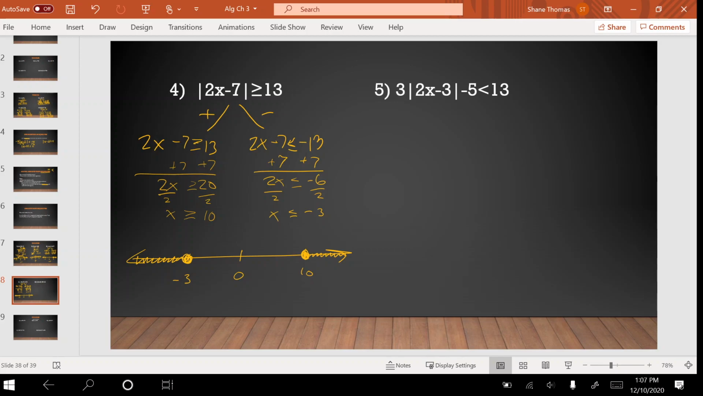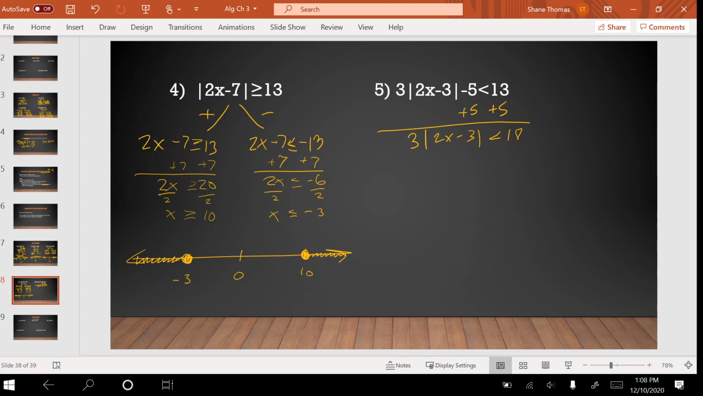All right. So, what do I have to do first? What do you think you want to do first? After you limbered up? Before that? You got one other option. Add. That sounds like a great one. So, let's add a 5. So, I have 3 times the absolute value of 2x minus 3 is less than, what's 13 plus 5? 18.